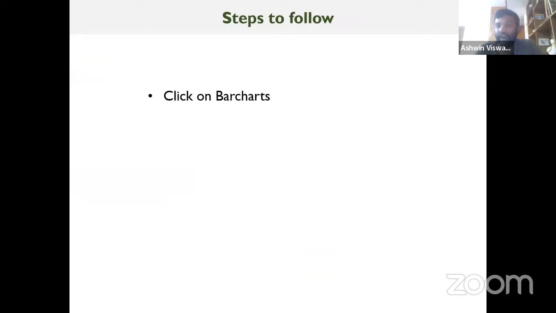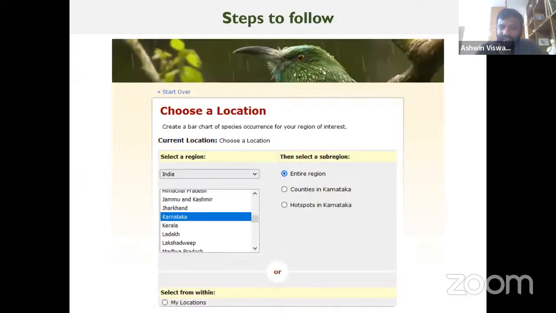Go to explore, click on bar charts. When you click on bar charts, you'll get the option of selecting a species or region of interest. This is what the page will look like. You have India. Within India, you can select whichever region you're in. And then you can click on entire region. Later, you can look at more.